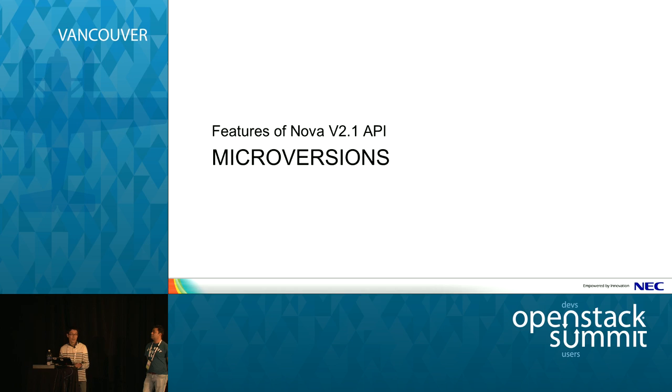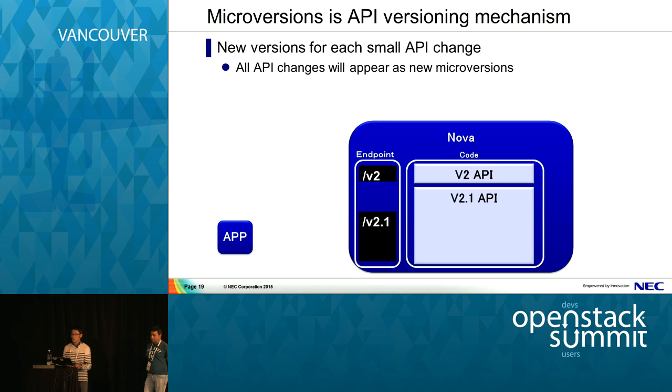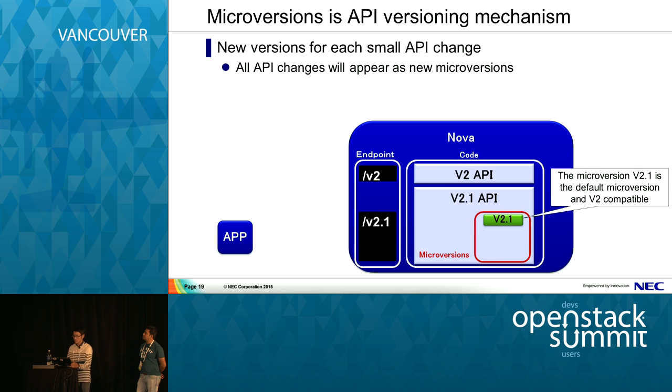So the last feature is microversions. Microversion is an API versioning mechanism, and in this mechanism, a new microversion is generated for each API change. So all API changes will appear as a new microversion. The v2.1 API contains multiple continuous microversions, and the first microversion is v2.1. So there is a small confusion here. The v2.1 API contains the microversion v2.1. This microversion is default and v2 compatible.